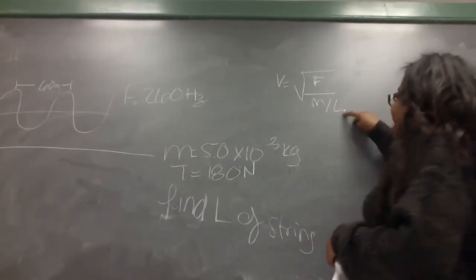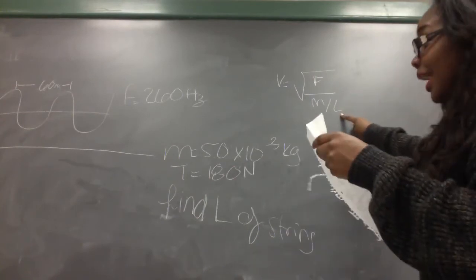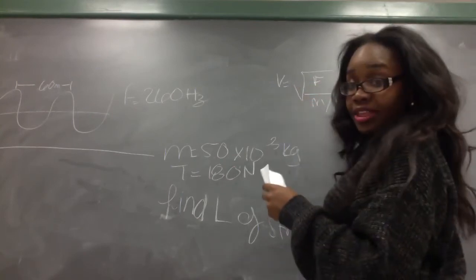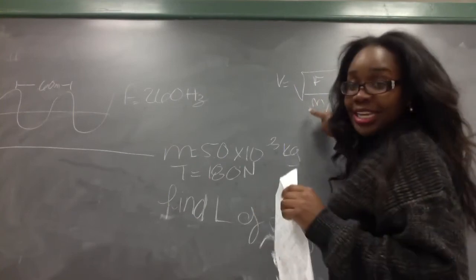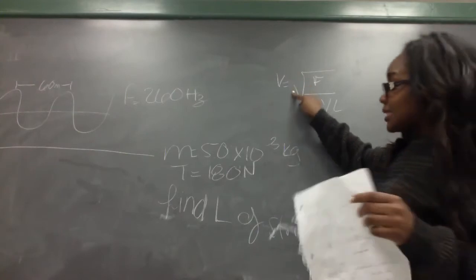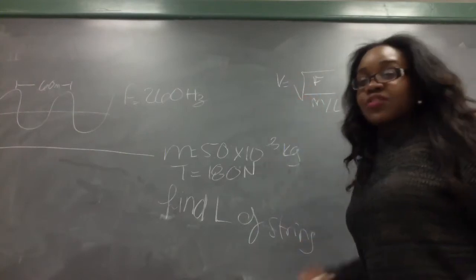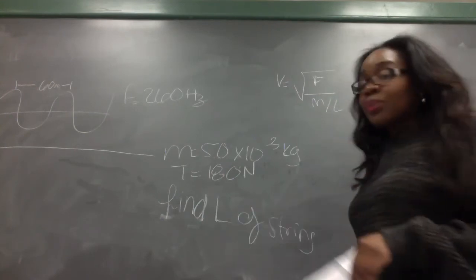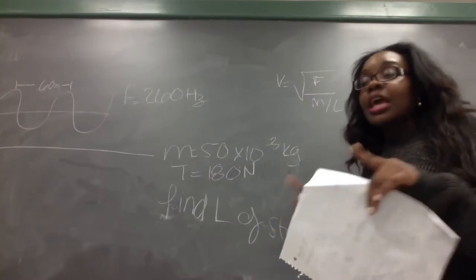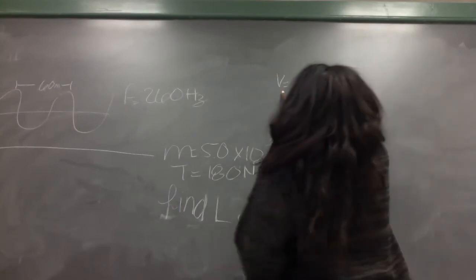So in order to find the length, we want to get the length by itself. In order to do that, we're going to have to square everything and then manipulate it to get length by itself. But before we even do that, we see that the equation is not giving us velocity. It's giving us frequency and wavelength. So what we want to do is use the equation velocity equals frequency times wavelength. We're just basically going to substitute velocity for frequency times wavelength.